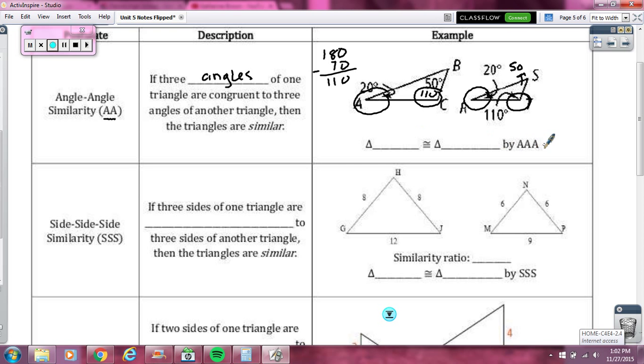So by angle, angle, angle, or really just angle, angle, we would know that triangle ABC, not congruent, similar to triangle RST.